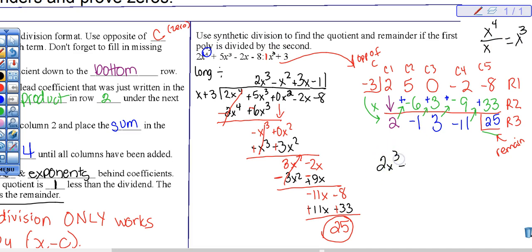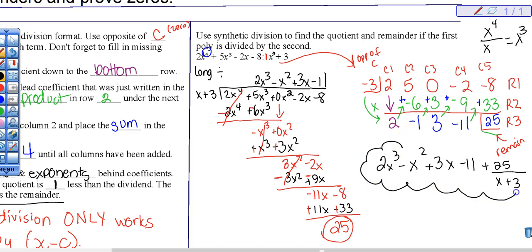So here's what we have. 2x cubed minus 1x squared plus 3x minus 11 plus our remainder, 25, over our divisor, x plus 3. And that is synthetic division.